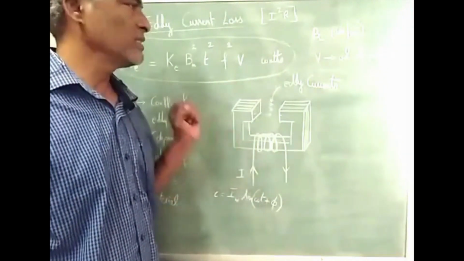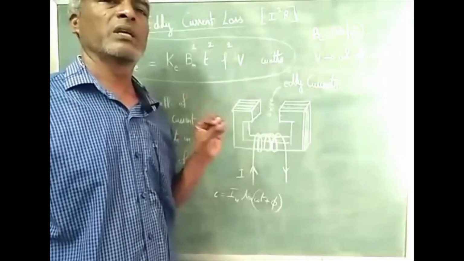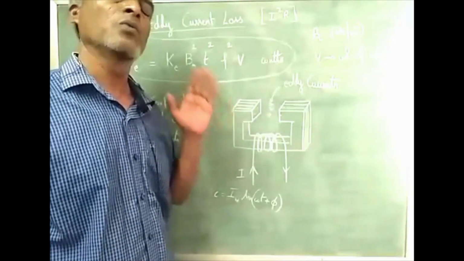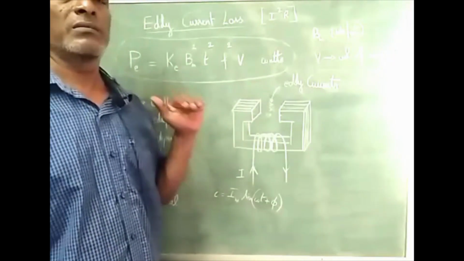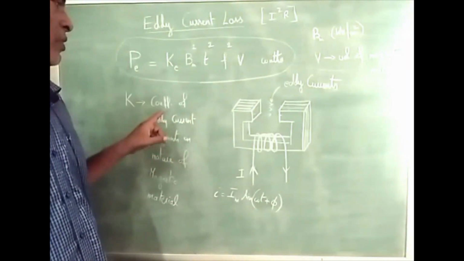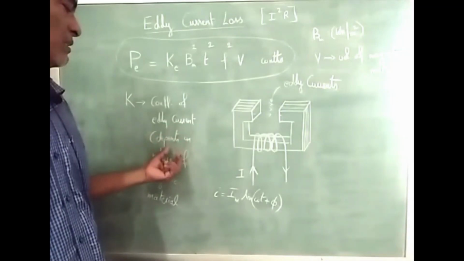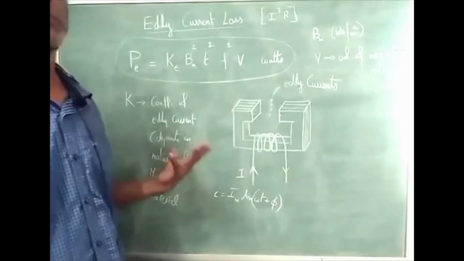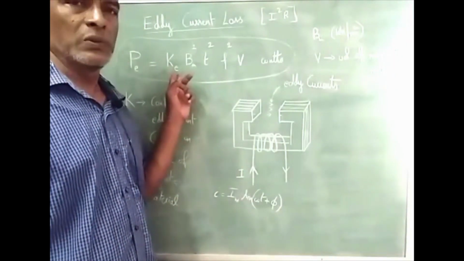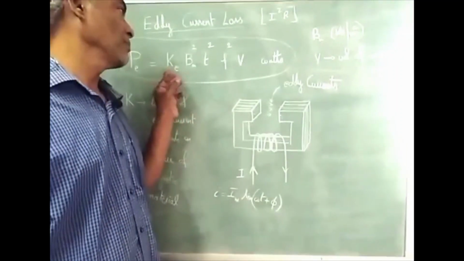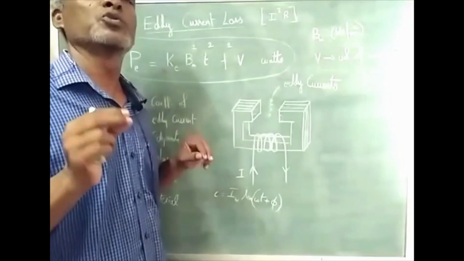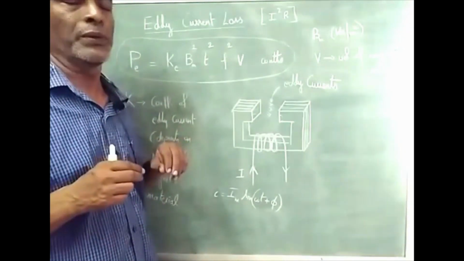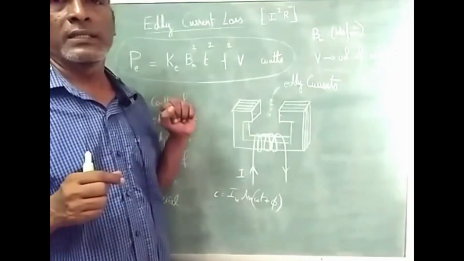Now the idea is how to minimize this eddy current. We cannot totally avoid it, but how can we reduce it? What parameters do we have in our hand? First, K, the coefficient of eddy current, depends on the nature of the magnetic material. If you are using some material, you try to choose one where this value K is minimum.